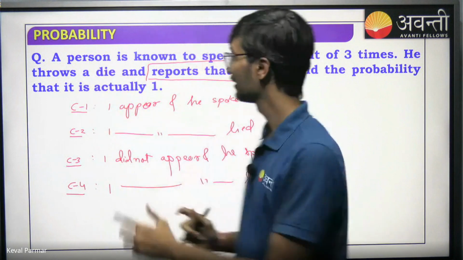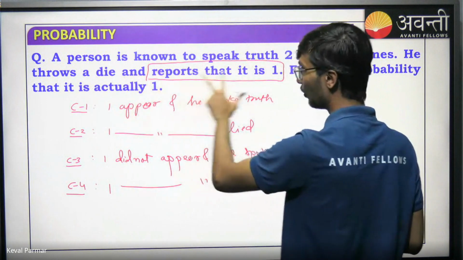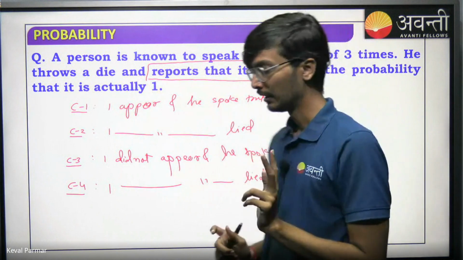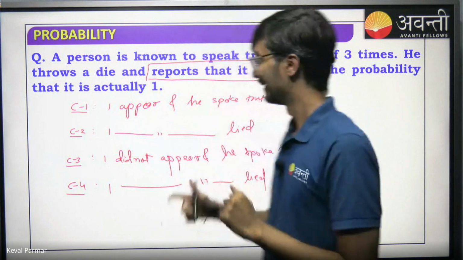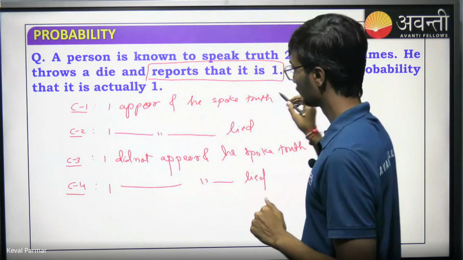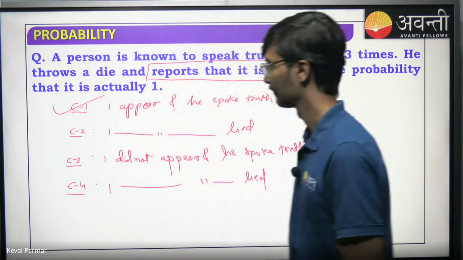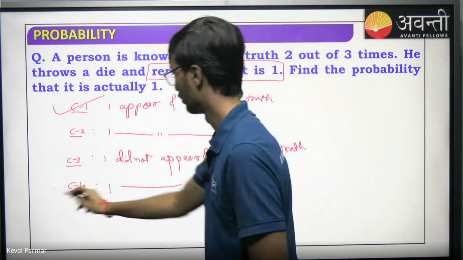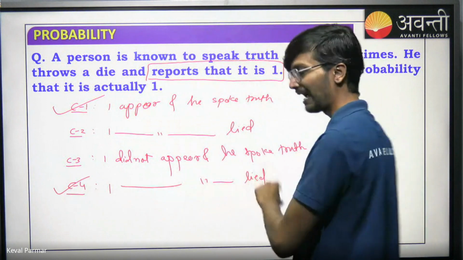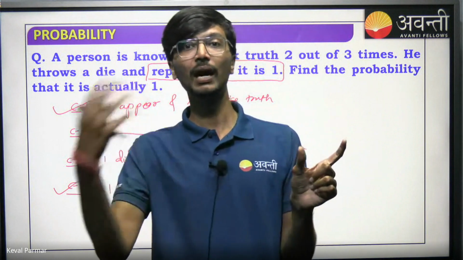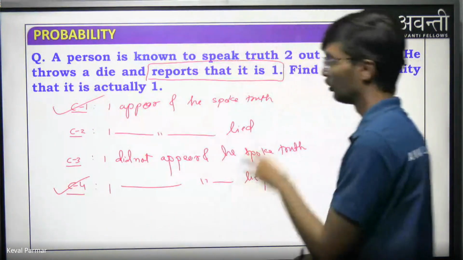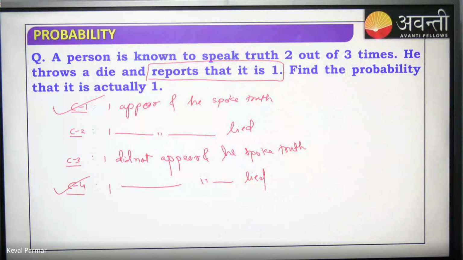So we want the case where he reports that 1 appears. Now, how do we get he reports that 1 appears? 1 appears and he spoke the truth. So case 1 it is. And lastly, case 4. 1 did not appear and he lied. What is meant by he lied? He lied. That means one appeared. Got it? So we'll be talking about case 1 and case 4.